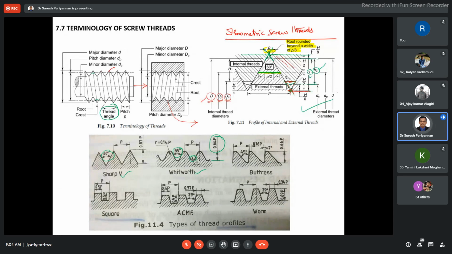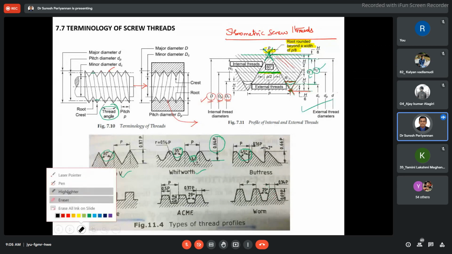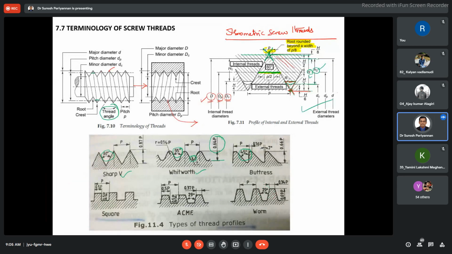Fillet radius. I mean, this is a buttress thread. This is the angle we should follow, 45 degree. This is a worm thread, 29 degree. Worm thread 29 degree. See here. I mean, worm thread 29 degree is nothing but 14.5 degree plus 14.5 degree. If you take this 14.5 degree, this is plus 14.5 degree.